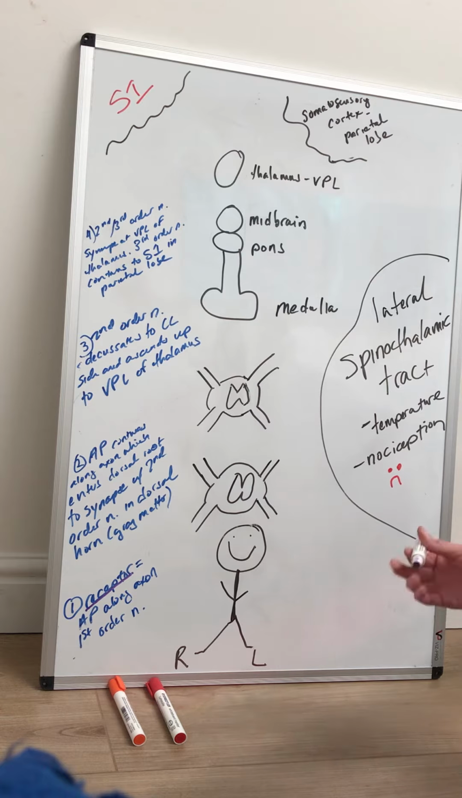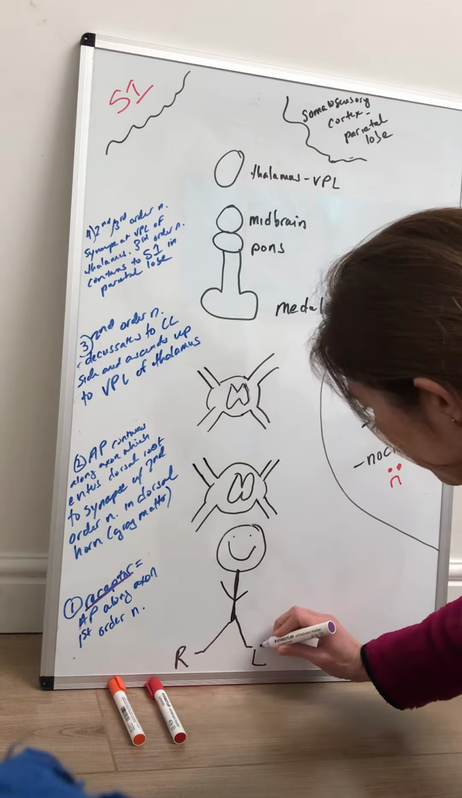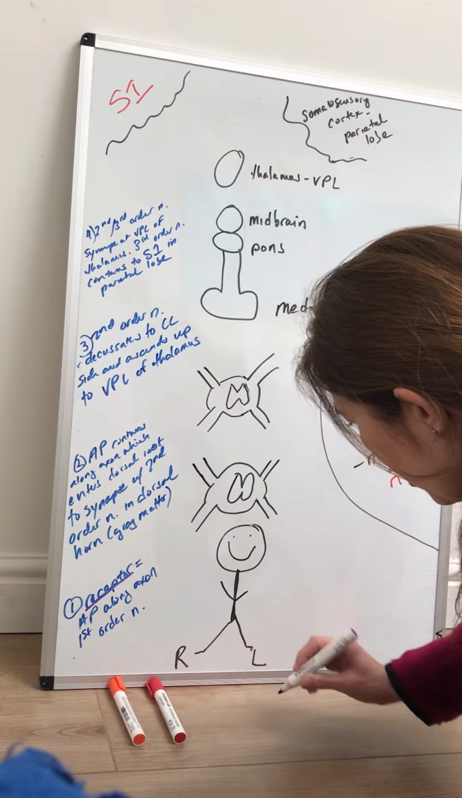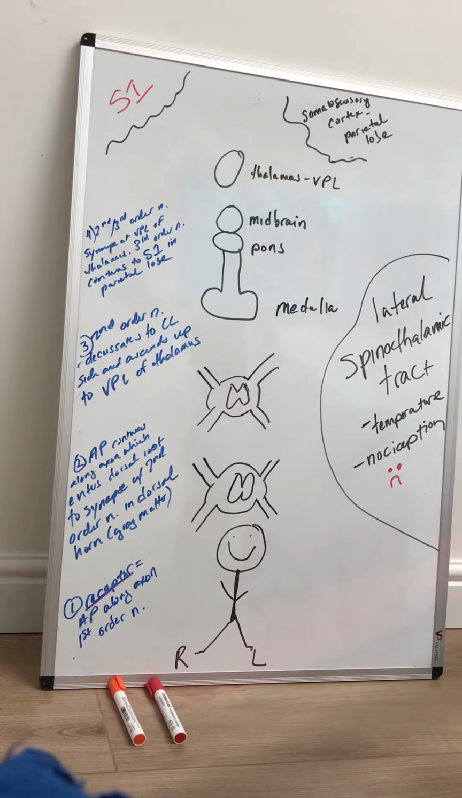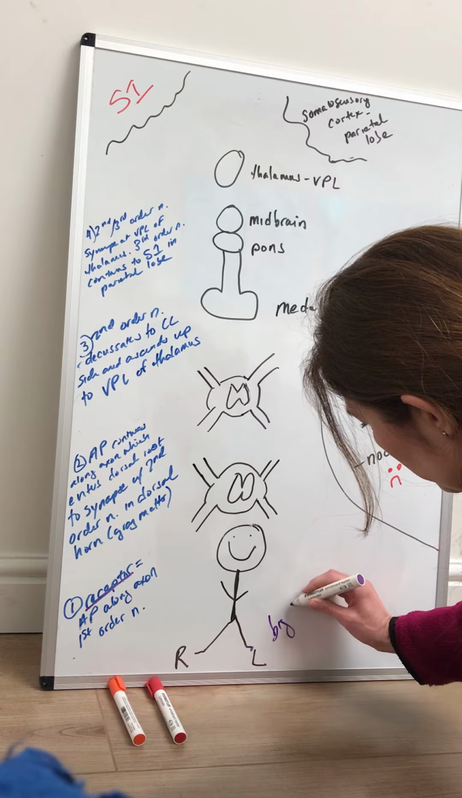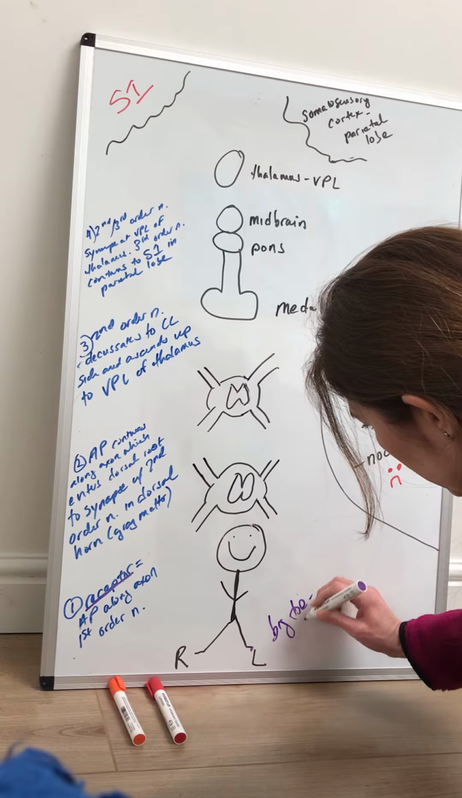So let's assume that we were starting out and we just stepped on a pin on the bottom of the big toe, okay? The bottom of the big toe on the left-hand side. So I'm going to just write down big toe, and it's at the bottom.